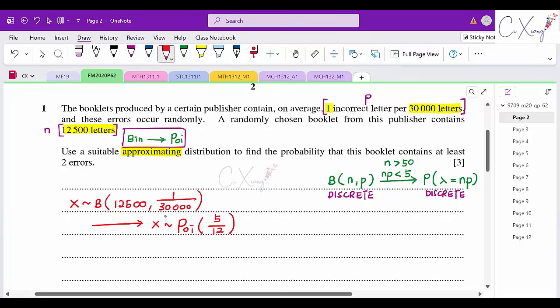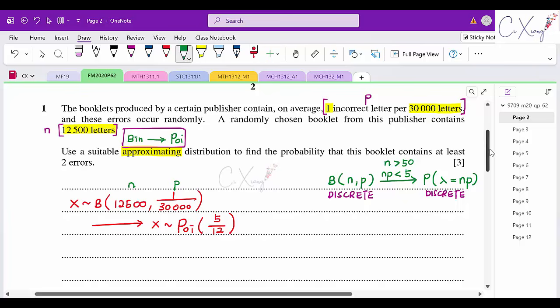This is the lambda. Again, how do you get lambda? You take n multiplied by p, where n is 12,500 and p is 1 over 30,000. If you double check the condition, you realize the lambda here is less than 5. So np is less than 5, which fulfills the condition for changing binomial to Poisson.